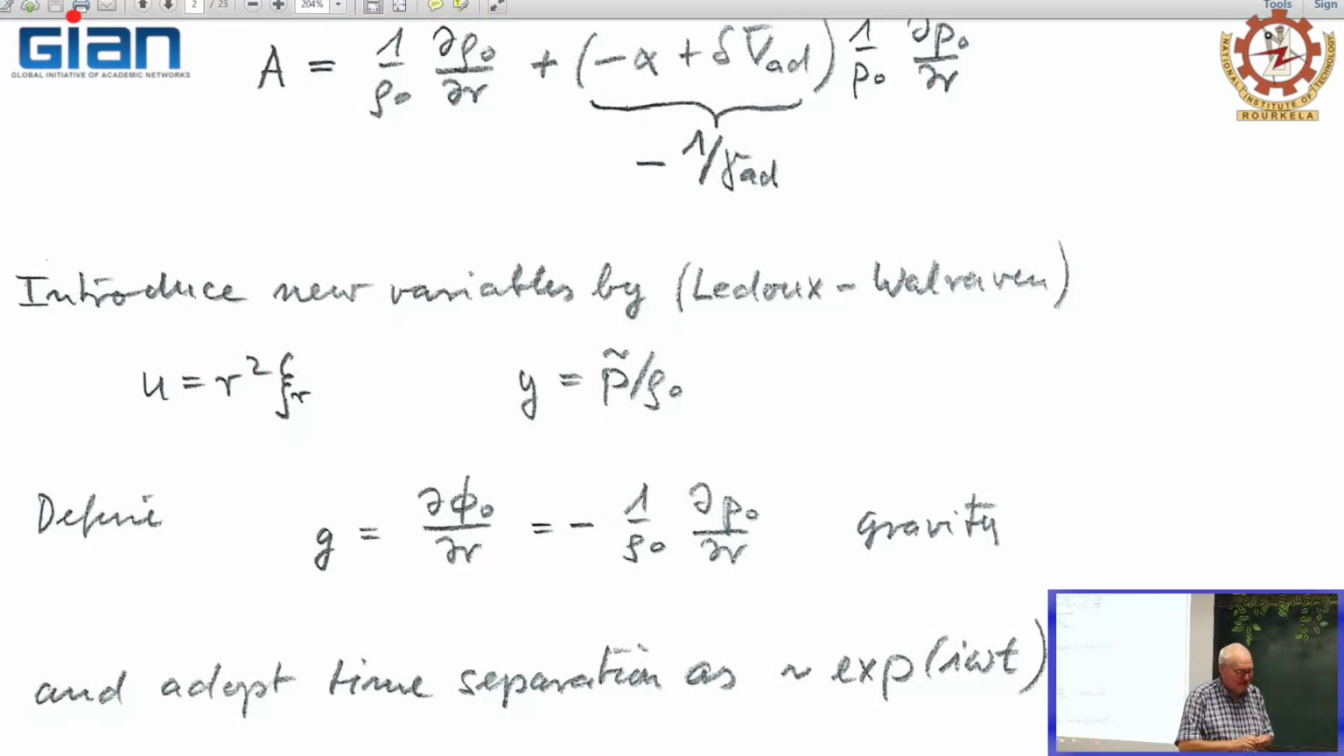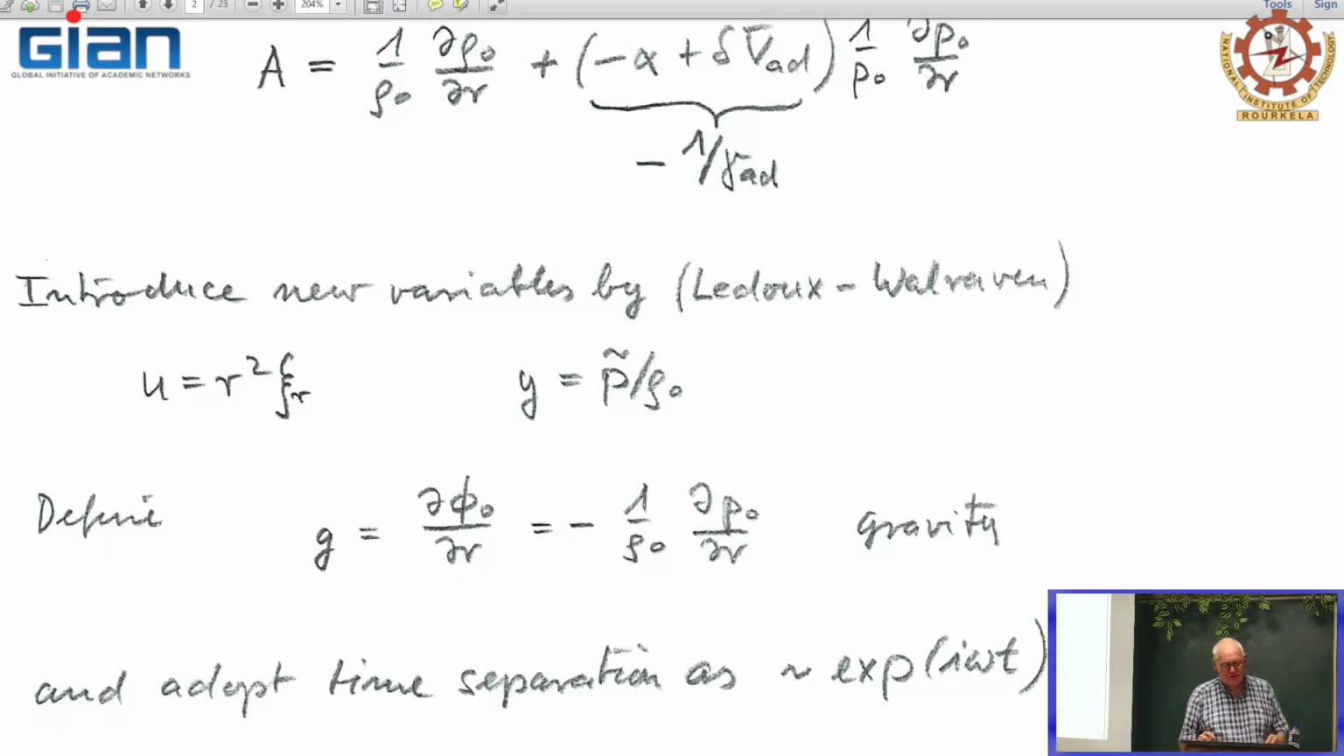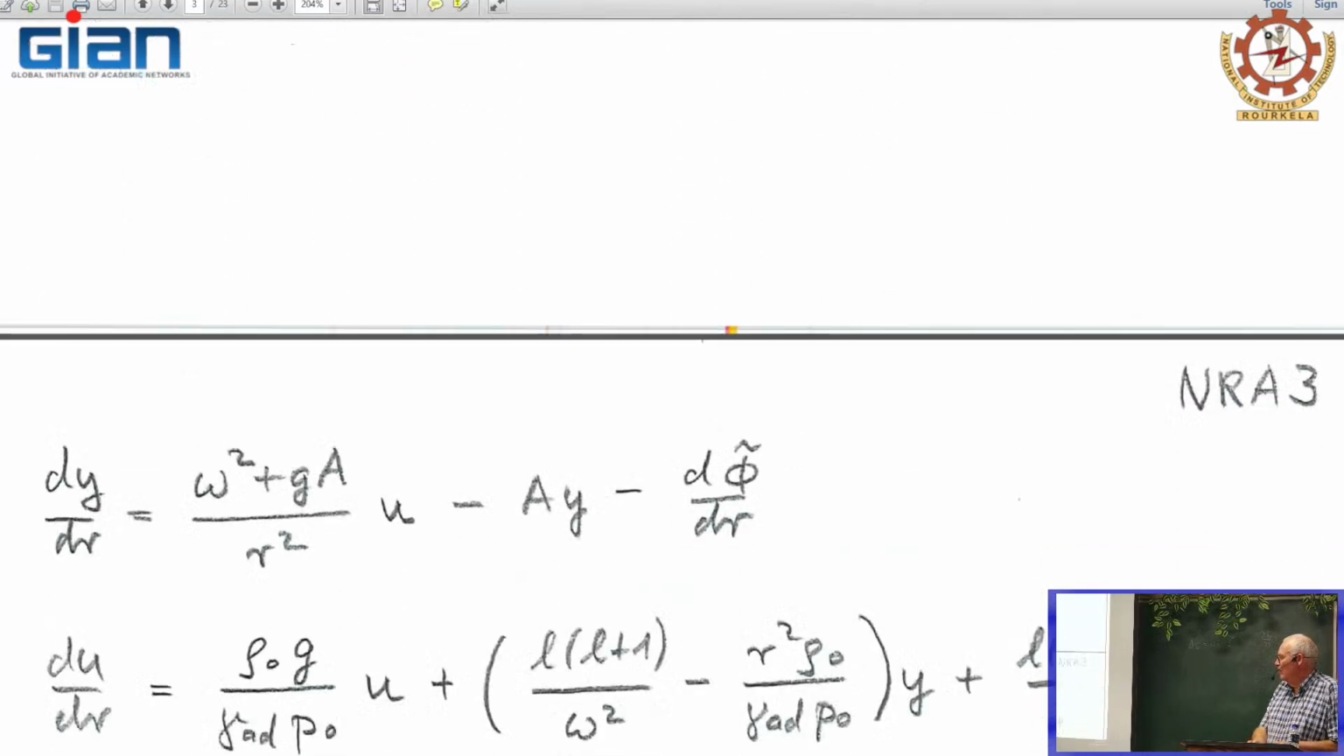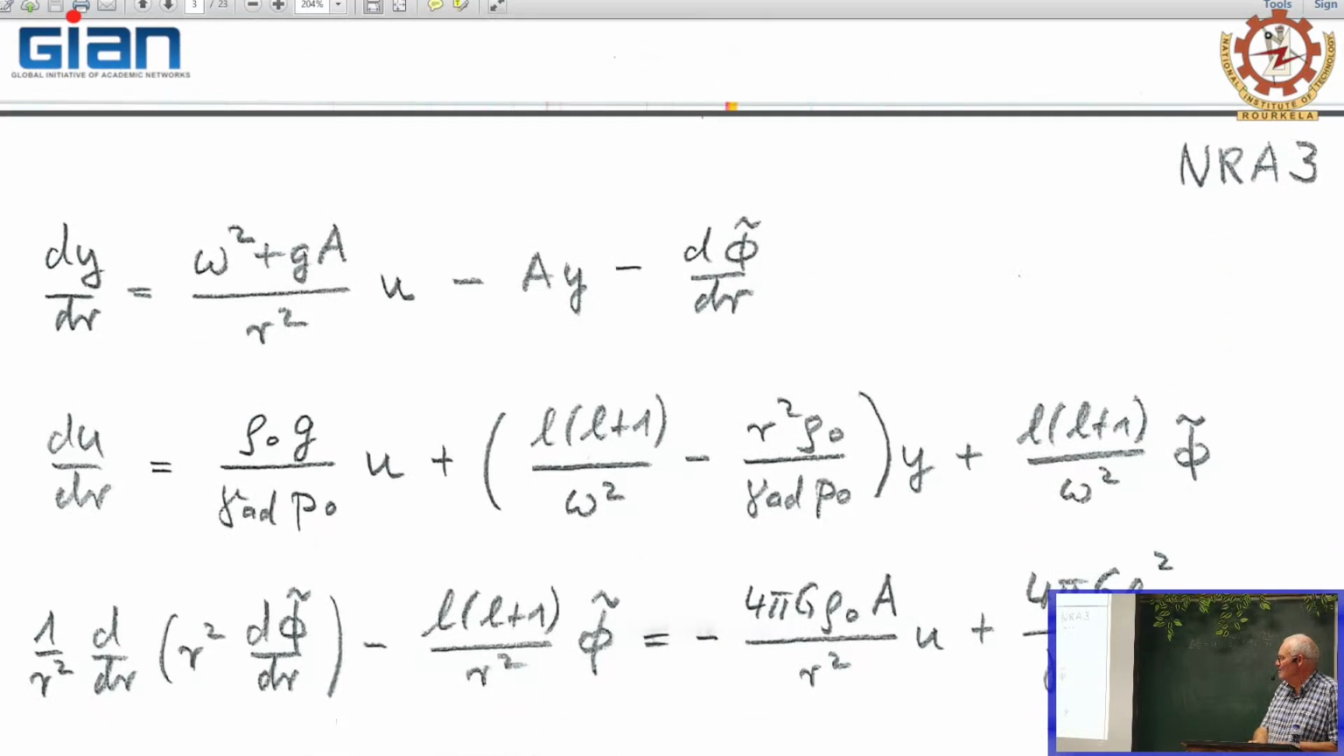And of course we do as we did every time: we adopt the time separation as proportional to the exponential of i omega t, and omega is our eigenfrequency, or our eigenvalue of the problem. Okay, if we do that and adopt this notation, then we end up with the following system of equations.